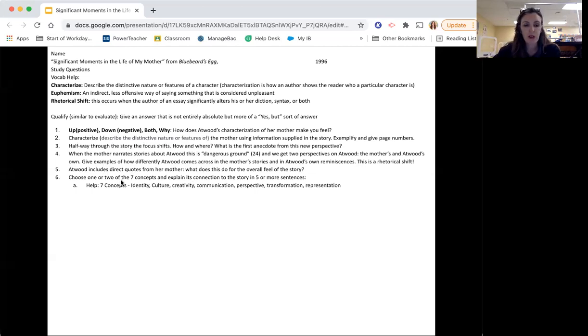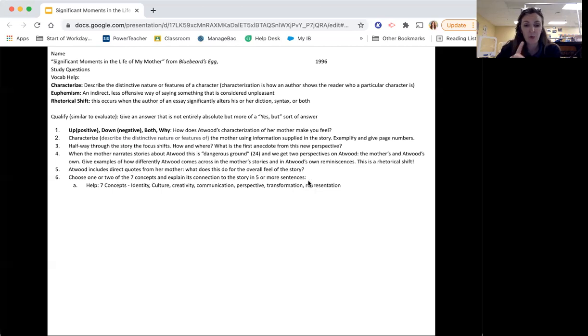If you were to choose one or two of the 7 concepts and explain its connection to the story, basically just, is this a story about identity? About the creation of identity, the way that we see our own identity? Is this a story about culture, creativity, communication, perspective, transformation, or representation?